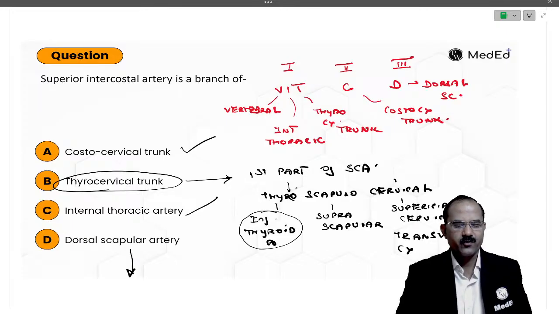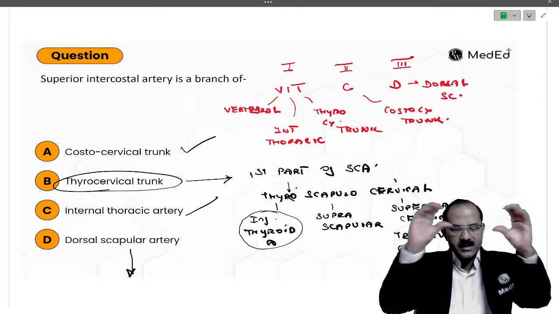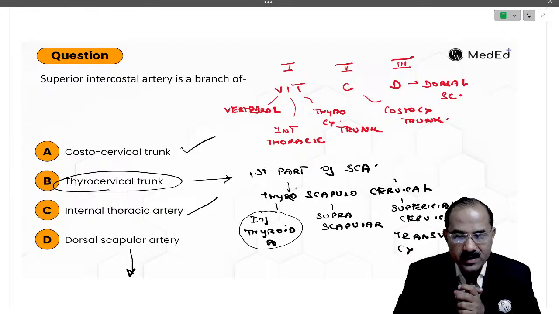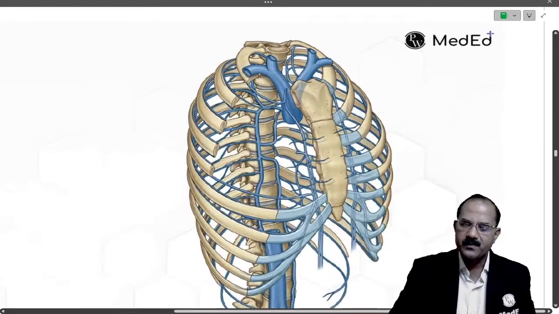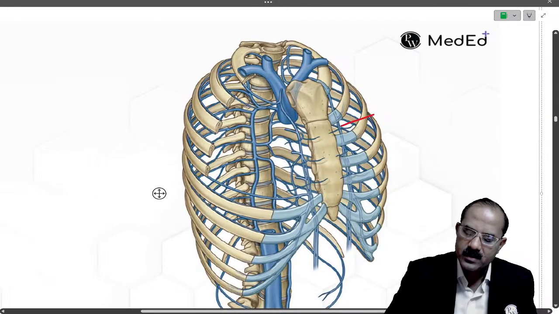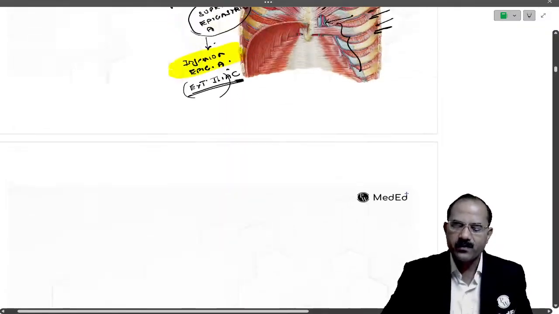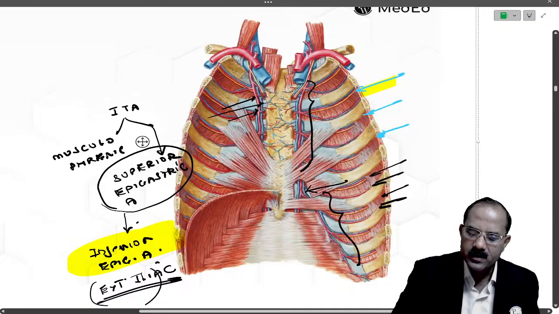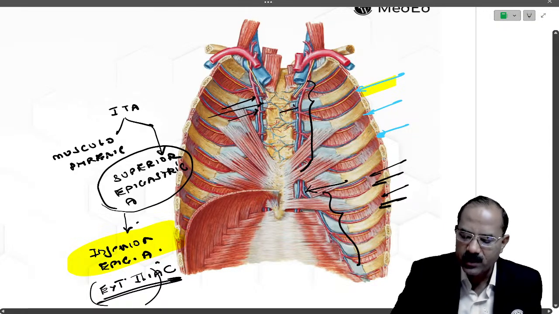Fine, we'll proceed. So we're discussing the intercostal space. We have discussed the intercostal muscles. We have discussed the intercostal arteries. Now coming to the intercostal veins, have a look at this. Students, what is this vein in front? What was this vein? This is the internal thoracic vein.